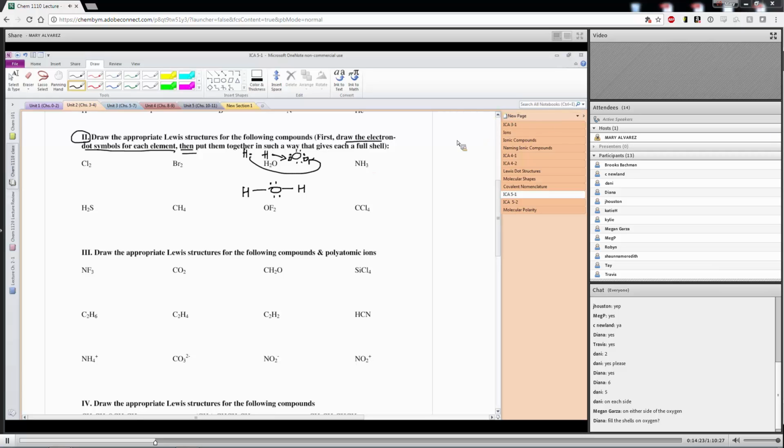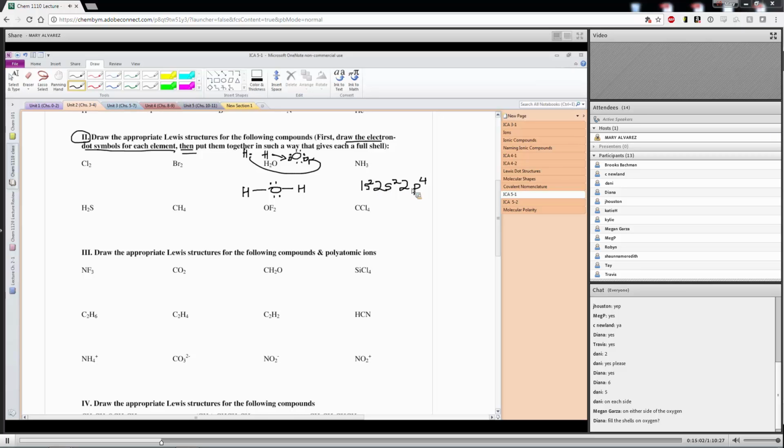Fill the shell is another way of saying I want to have 8 electrons around oxygen because 8 gives me a full shell. Remember the electrons surrounding any atom fill my shells: level 1 shell, the S subshell gets 2 electrons; 2 shell, S subshell gets 2 electrons; 2 shell, P subshell gets 4 electrons.